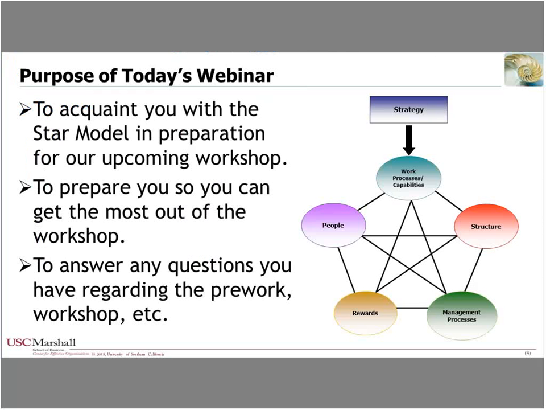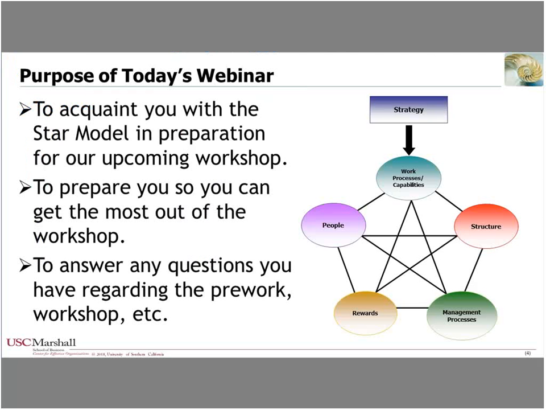The purpose of the webinar today is to give you a quick glimpse and some insights into the model that we'll be using during the workshop. This is Jay Galbraith's STAR model.